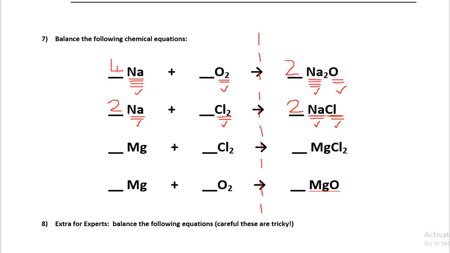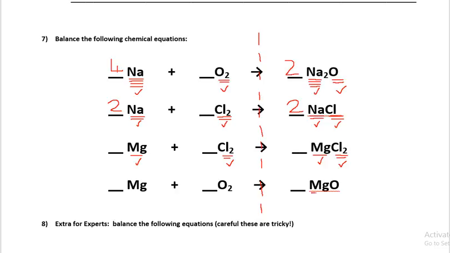Alright, let's do the next one. We'll start with this one. 1 magnesium here, 1 magnesium on this side. 2 chlorines on this side, 2 chlorines on this side. So everything is already happy. Let's double check. 1 magnesium there, and 1 magnesium there. 2 chlorines here, 2 chlorines here. So we don't have to add any numbers at all.